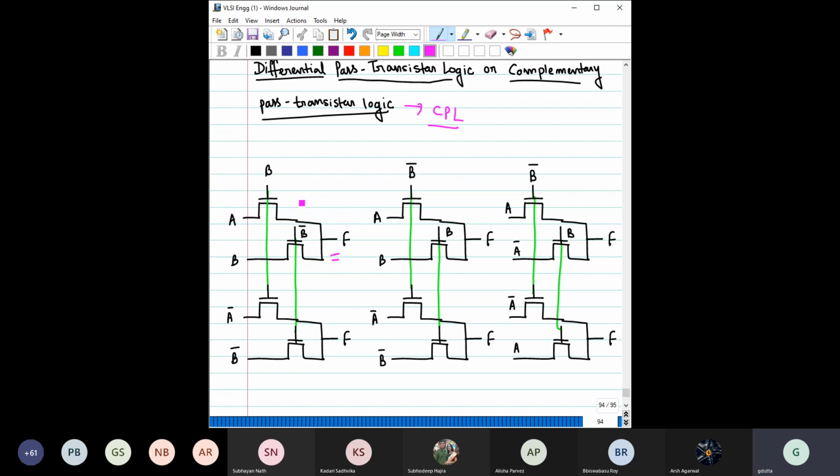Okay, let's see the other scenario. Let's say B is 0, A is 1. B 0 means only this is on. Now B again 0, so this is connected to 0, so again 0. Now consider B is 1, A is 0. So what you are getting is basically AB only, right? If this is AB, then we get the same function.